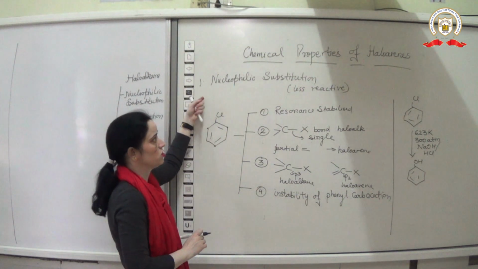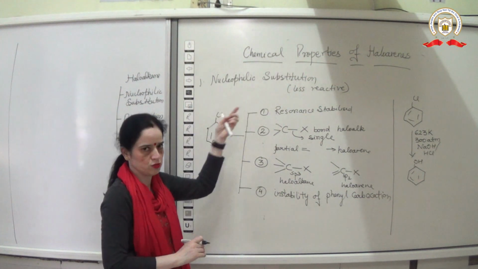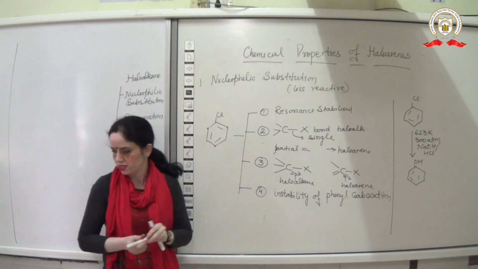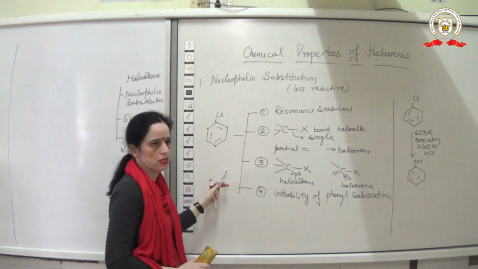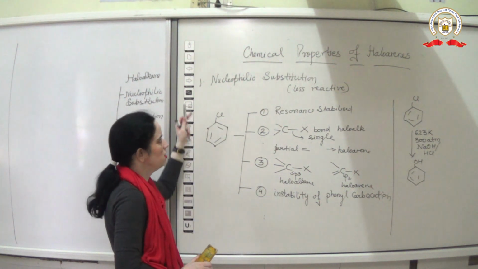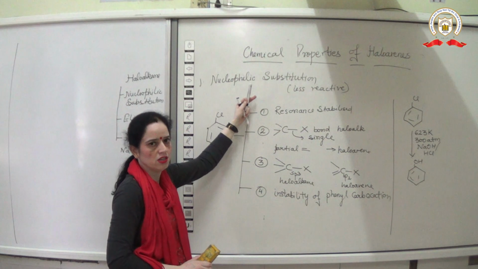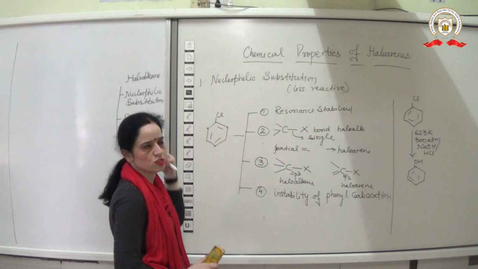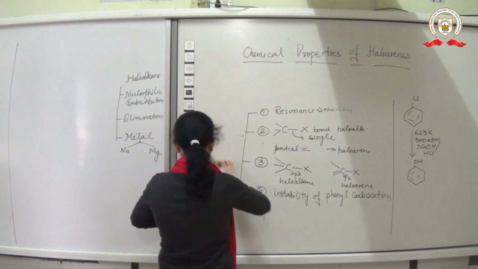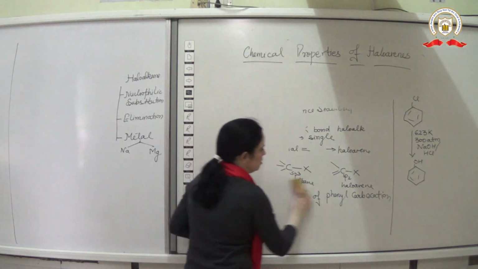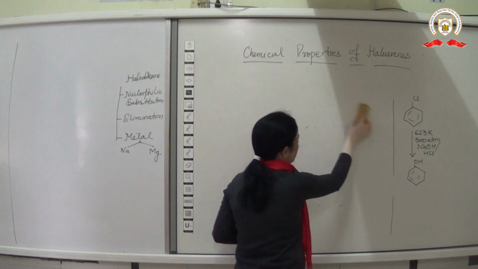So this was the first property, nucleophilic substitution. Now the second property. Must revise this. This question was of 2 marks in CBSE, that we have to give 4 points why nucleophilic substitution is less in case of haloarenes. So moving to the second part, the second type of chemical property of the haloarenes.